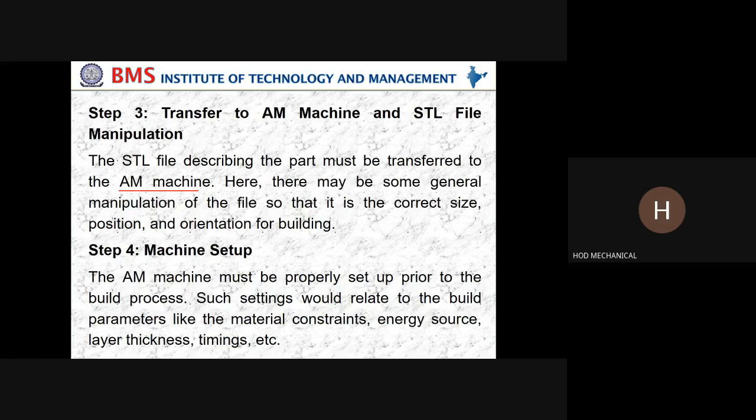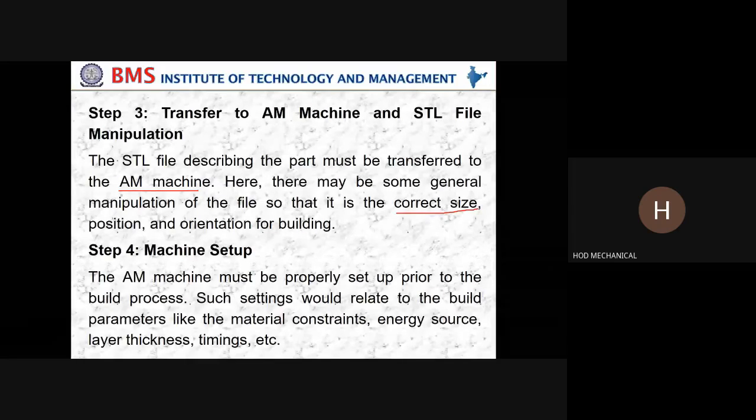Here there may be some general manipulation of the file required. Once the transfer to the AM machine is done, some manipulation is going to be done with respect to the sizing of the thickness. Every AM machine is going to build with a certain thickness, like a specification. Every AM machine will have its own specification, that is the build thickness. So depending upon the build thickness, I am going to correct the size of the slice.